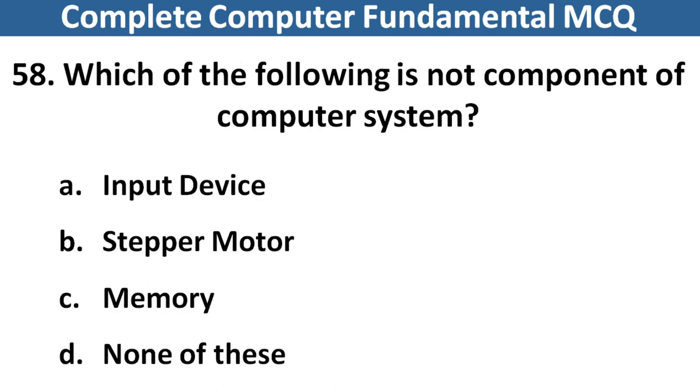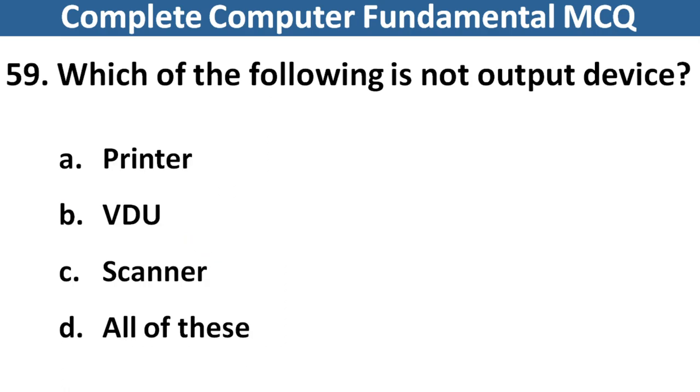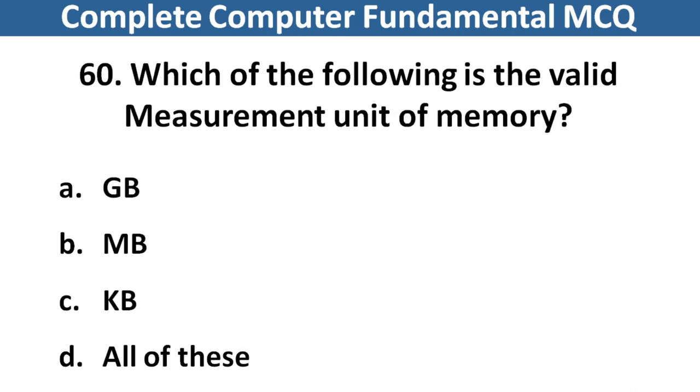Next question. Which of the following is not components of computer system? Right answer is option B, stepper motor. Next question. Which of the following is not output device? Right answer is option C, scanner. Next question. Which of the following is the valid measurement units of memory? Right answer is option D, all of these.